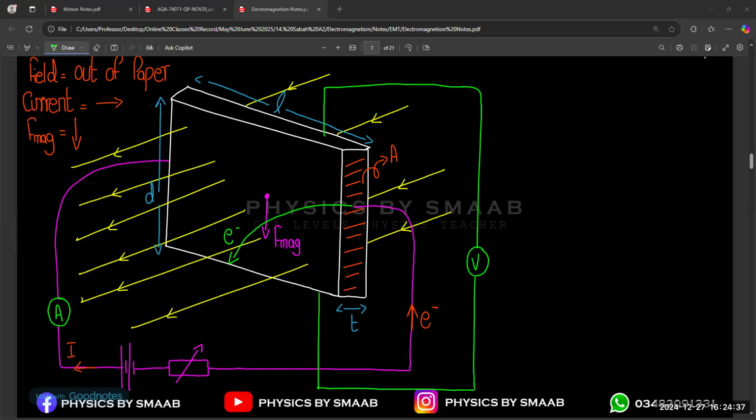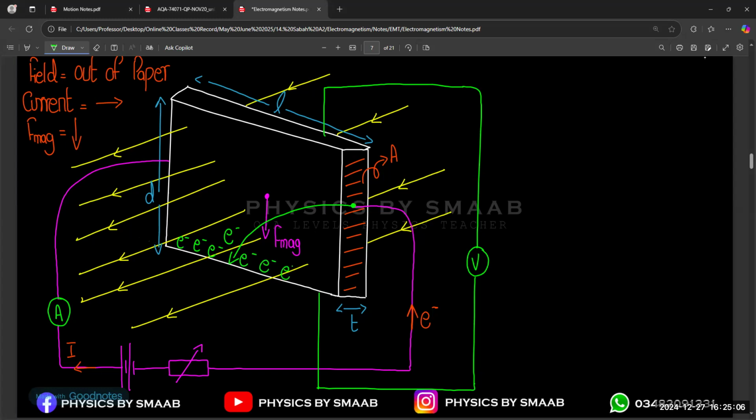Okay, so electrons are free to move, so electrons deflect in the downward direction, right? And continuously, when electrons are continuously deflecting in the downward direction, definitely the quantity of electrons starts to increase at the bottom, right? So electrons start to increase.